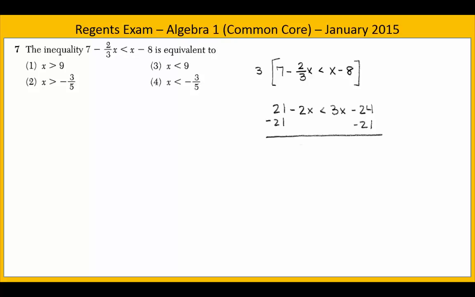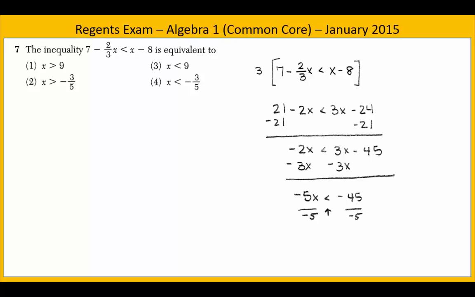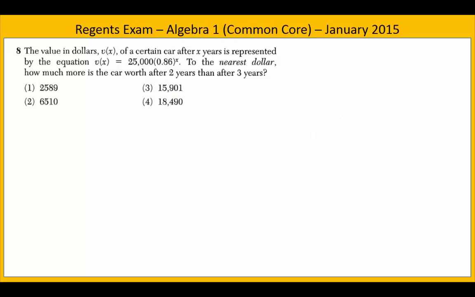We can subtract 21 from each side, subtract 3x from each side, and we have -5x is less than -45. Now, be careful. We need to get x alone, and so we divide by -5. When we divide by a negative number, the inequality sign changes direction, so the solution is x is greater than 9. Choice 1.